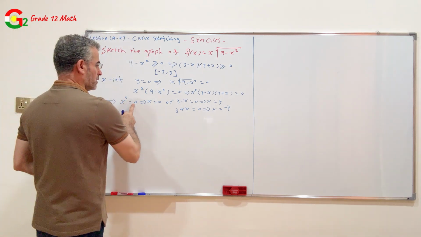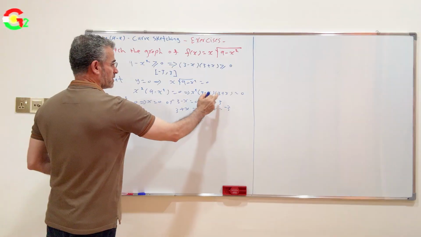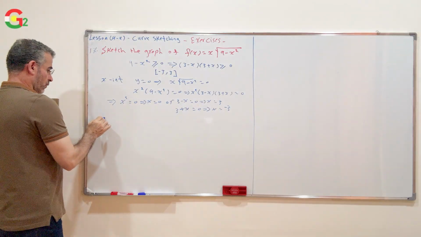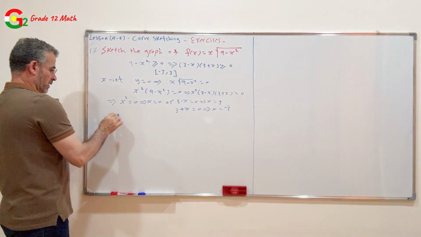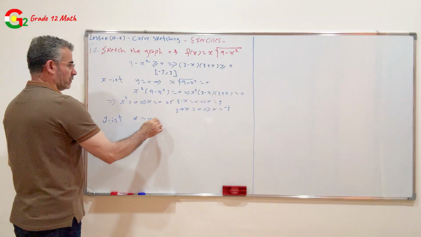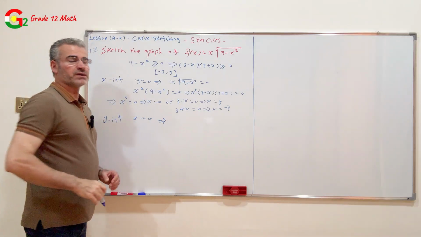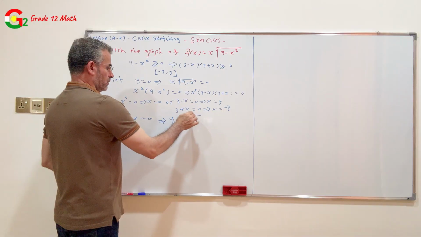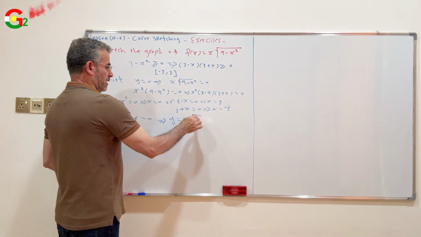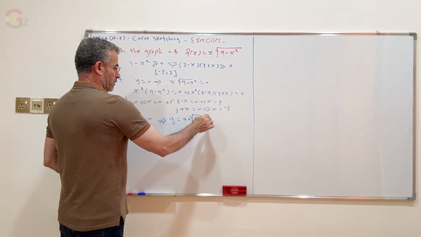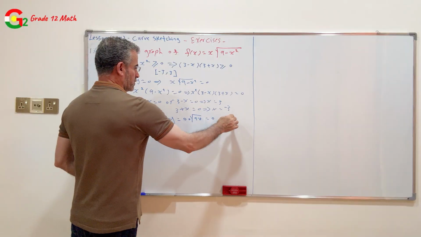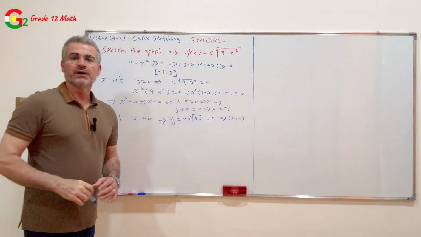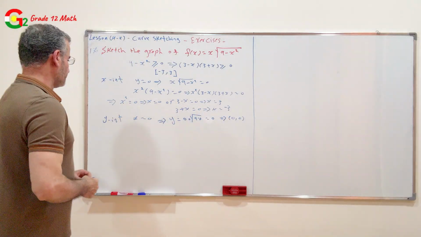The x-intercepts are 0, 0, negative 3, 0, and 3, 0. For the y-intercept, we set x equals 0 and solve the equation for y. Therefore, y equals 0 times the square root of 9 minus 0 squared, which equals 0. So (0, 0) is the only y-intercept for this function.